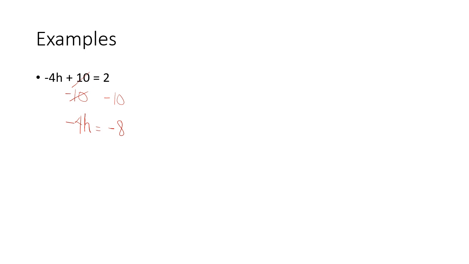We divide both sides by whatever is next to the variable. In this case, it's negative 4. We have to take the sign along with it. Of course, this turns into 1, which we don't write. So h is equal to negative 8 divided by negative 4, which is positive 2. H is equal to 2. Good job. Did you get that?